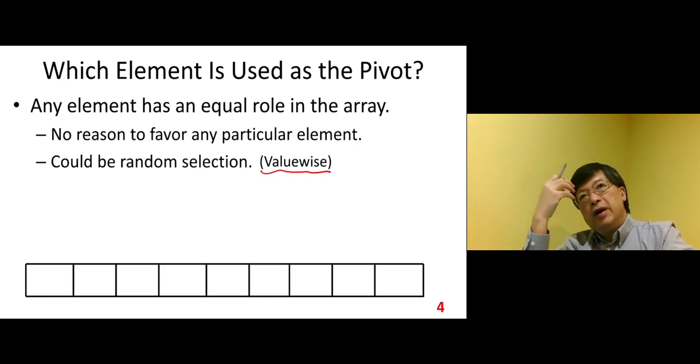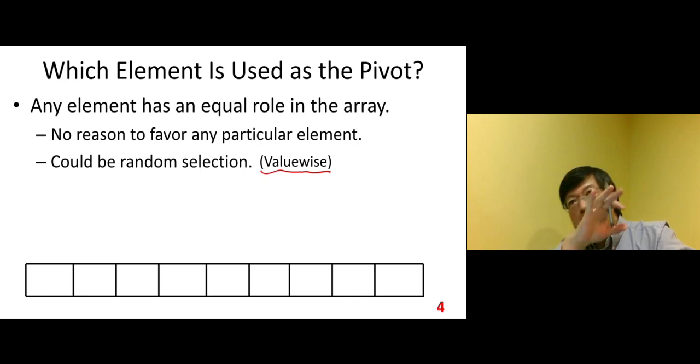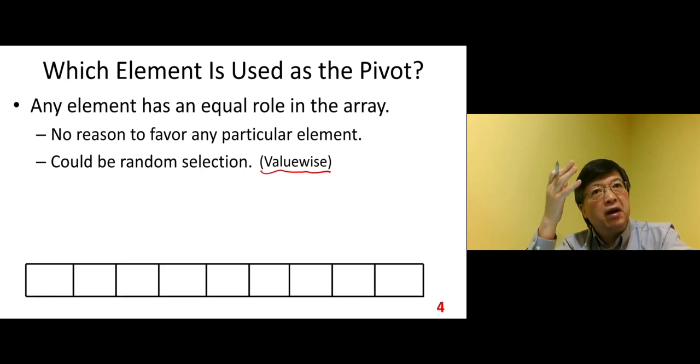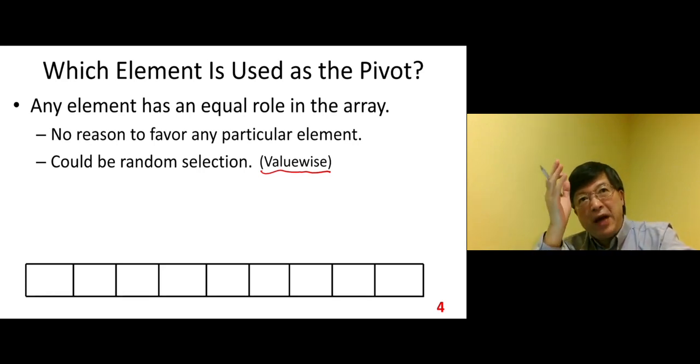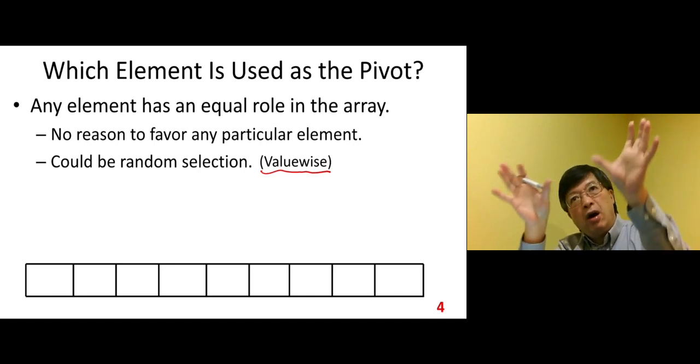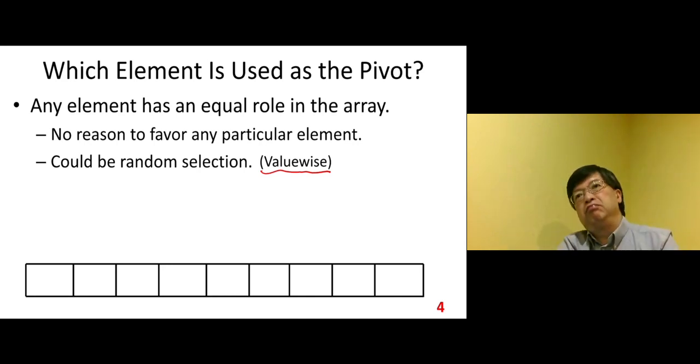So although we like to select some element whose value is in the middle, the best selection is the median. So if we can easily get a median of this array, then that's the best element for the pivot because it's right in the middle. It separates two subarrays with almost equal size. That's the most balanced partition.